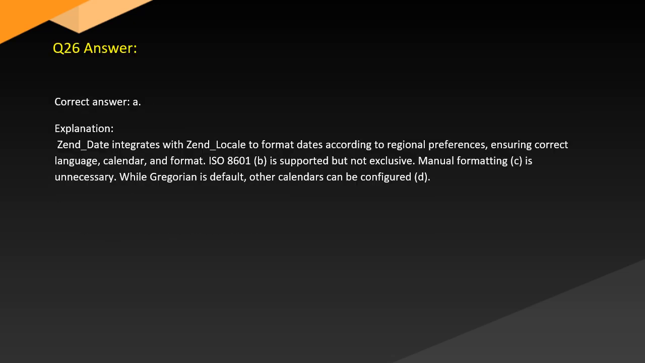Answer. Correct answer A. Explanation. Zend date integrates with Zend locale to format dates according to regional preferences, ensuring correct language, calendar, and format. ISO 8601, B, is supported but not exclusive. Manual formatting, C, is unnecessary. While Gregorian is default, other calendars can be configured, D.